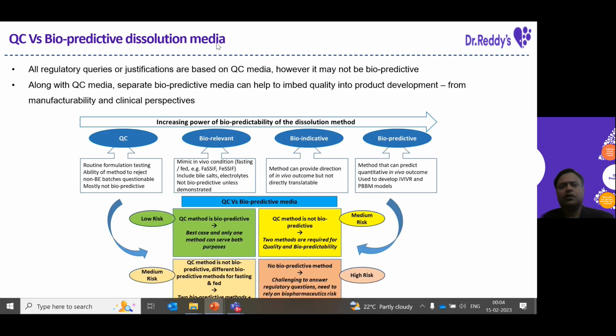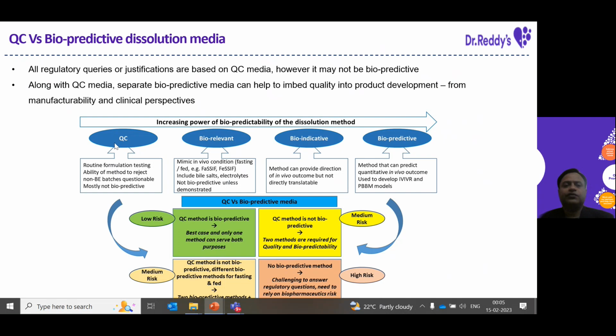Again, this is a very important concept about the QC media versus biopredictive dissolution media. Currently, all regulatory agencies' justifications which we make are primarily based on the QC media. However, it may not be biopredictive. If the QC media is also biopredictive, then we can consider the molecule or the product on which we are working as very low risk, because this is the best case, and we can have the same method used both as a QC release method as well as biopredictive.